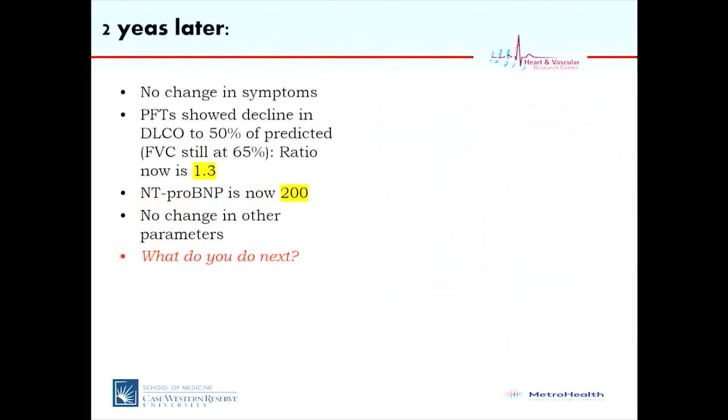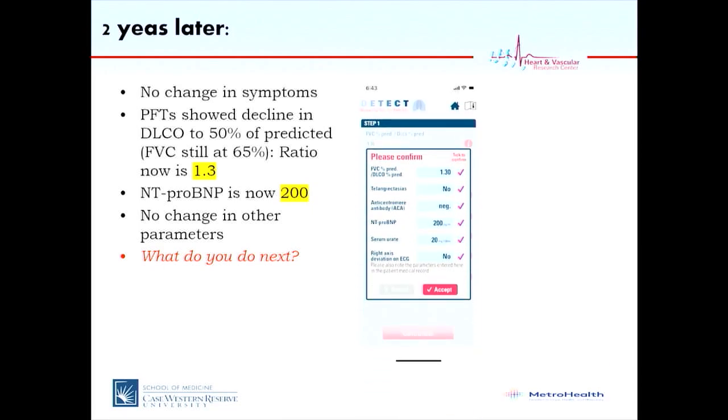So this same patient comes to you 2 years later, and now you repeat the pulmonary function test, and there is a decline in the diffusion capacity, and basically her vital capacity has remained the same. There is a rise in the NT-proBNP, indicating that she starts to have more pressure overload on the right ventricle, and no change in the other parameters.